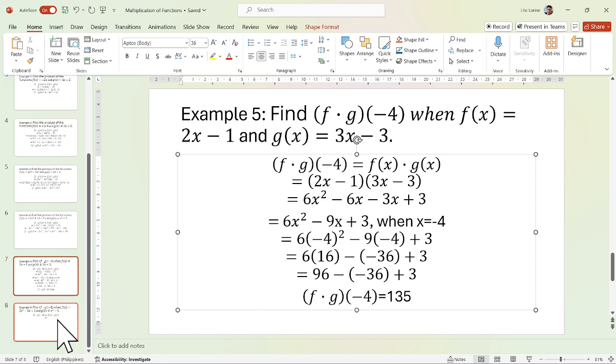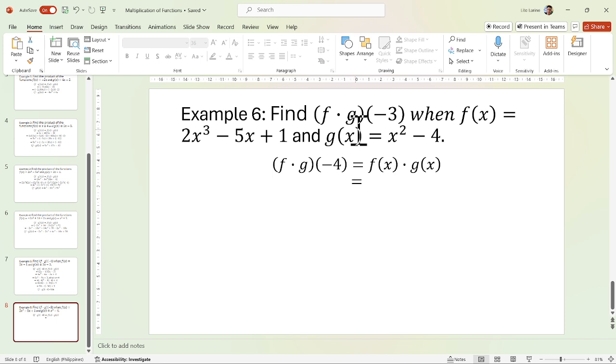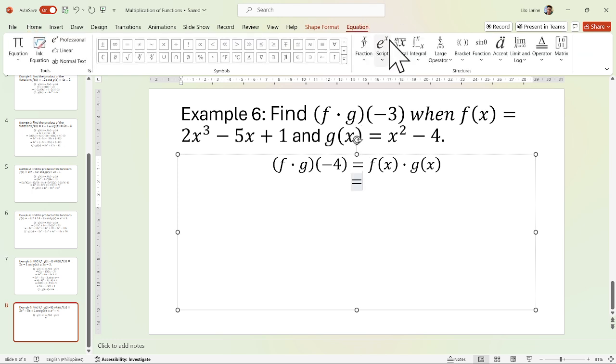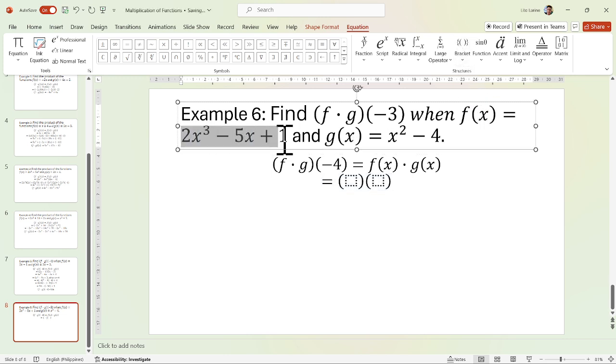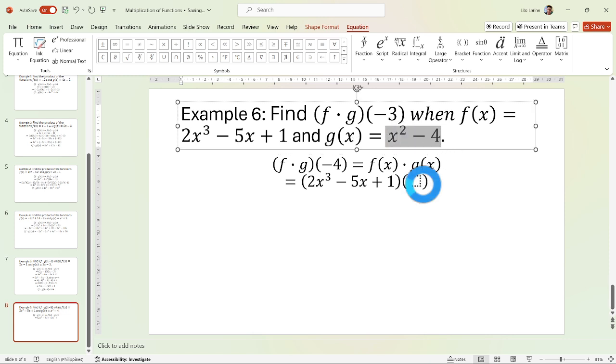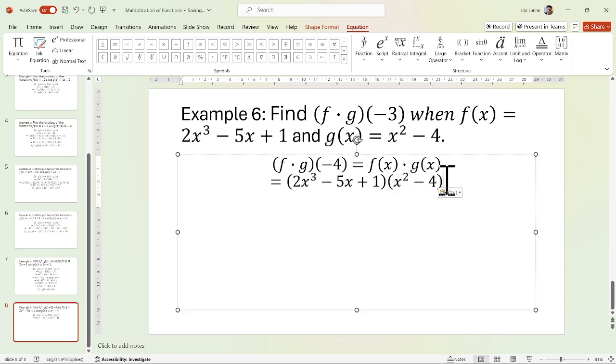Let us have example number 6. This is f times g of negative 3. We will first determine the product of the two functions. Our f of x is 2x cubed minus 5x plus 1, and we have our g of x equals x squared minus 4. So we will do the multiplication directly.